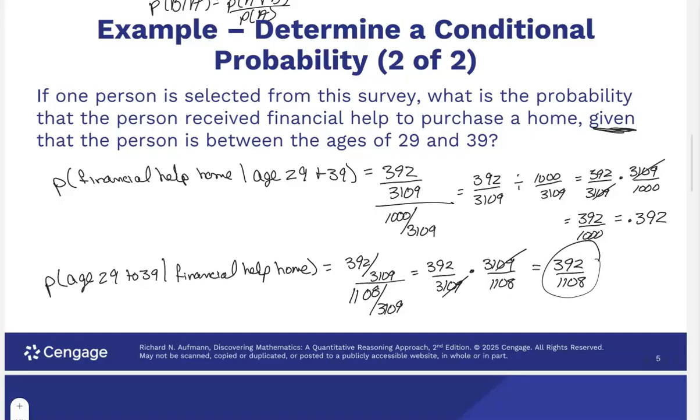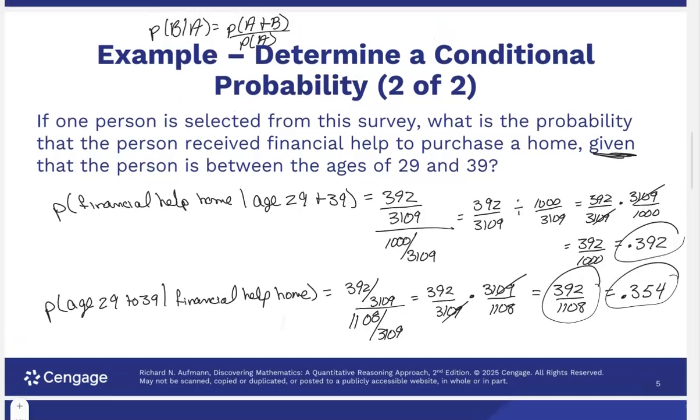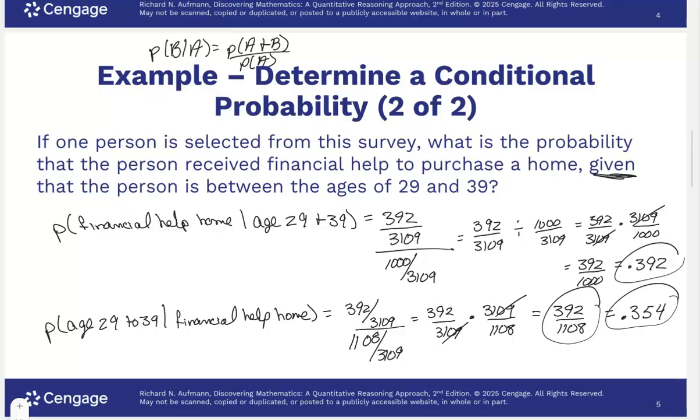So you can see how that's going to be a different decimal there. Let me divide that out so we can get a decimal approximation. That is about 0.354. So it's a big difference in those two numbers. So that order is important. It's important to understand how to use that formula.